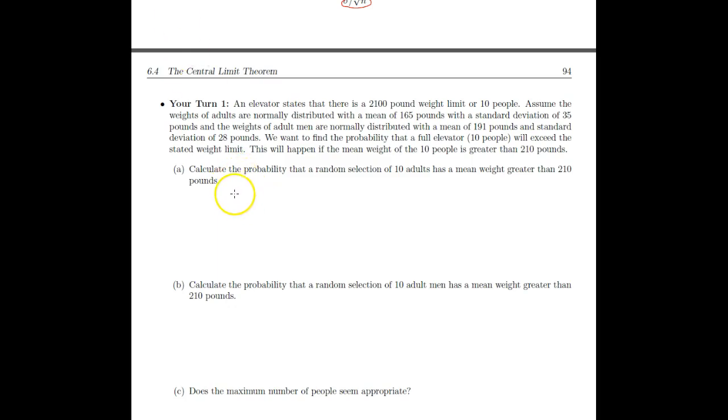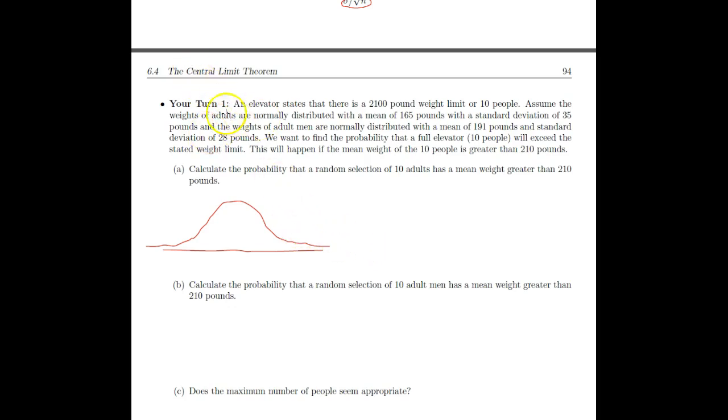All right, cool, let's go for it. Calculate the probability that a random selection of 10 adults has a mean weight greater than 210 pounds. All right, so first thing I'm going to do is draw my curve. And actually, the first thing I probably should have done is read the whole problem. Oh boy. Wow, even with a mouse for a hand, I still draw a pretty darn good curve.